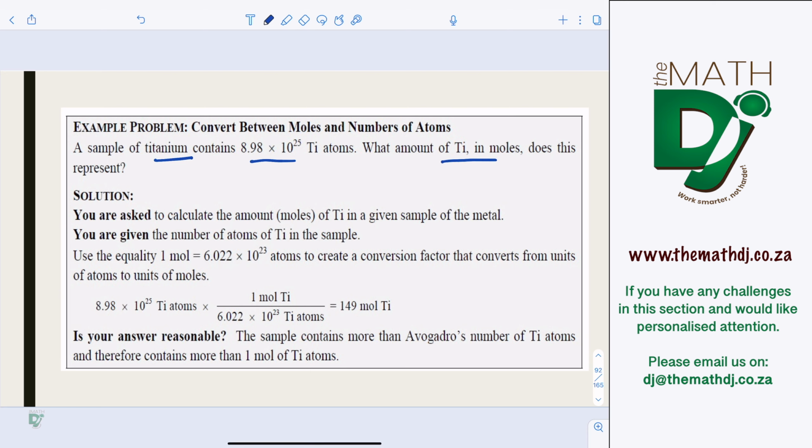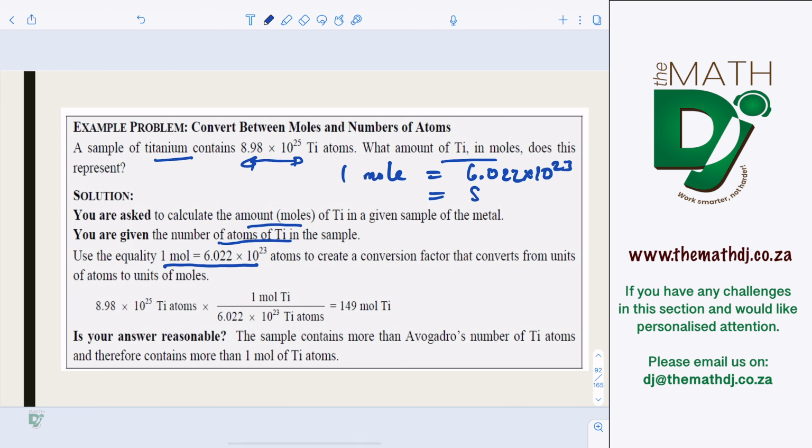So basically, we already know that you are asked to calculate the amount of moles in a given sample of metal. You are given the number of atoms, which are these ones. So using your formula, 1 mole is equal to this one, to create a conversion factor that converts from units of the moles. So basically, it's more like a proportion, to say 1 mole is equal to 6.22 times 10 to the power 23.